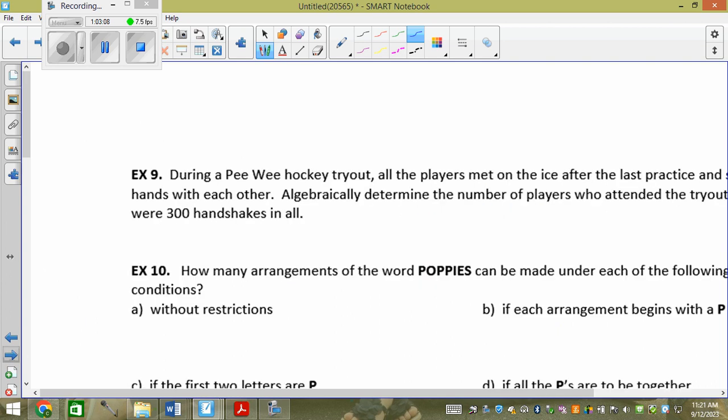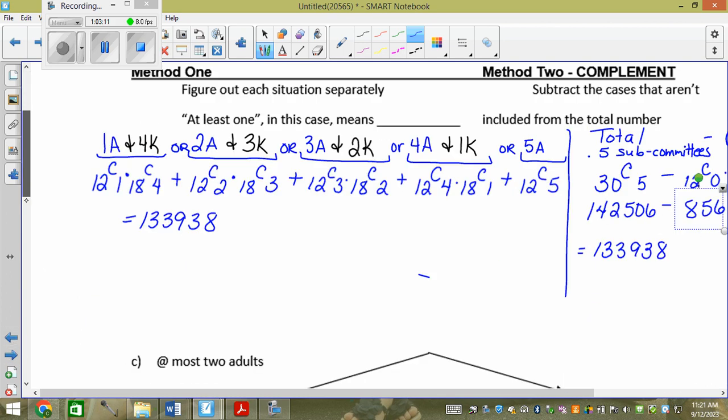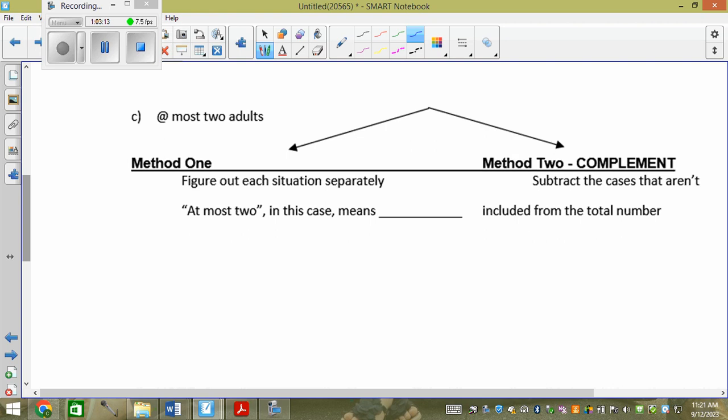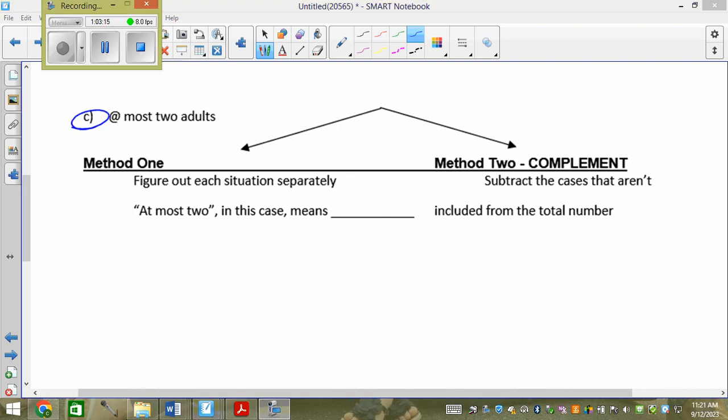I want you guys, oops, that's not what I meant to do. You guys try this one. You can pick whichever one you want. I'm going to use method 1 on this one. So you try it out. We're going to see if we get the same.